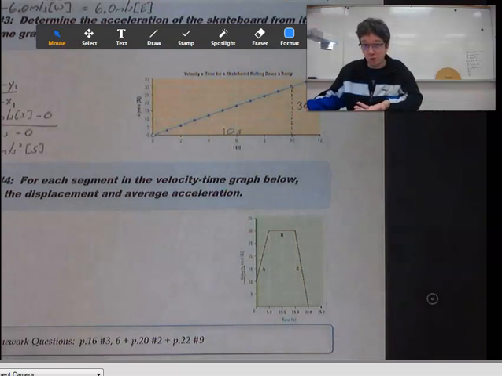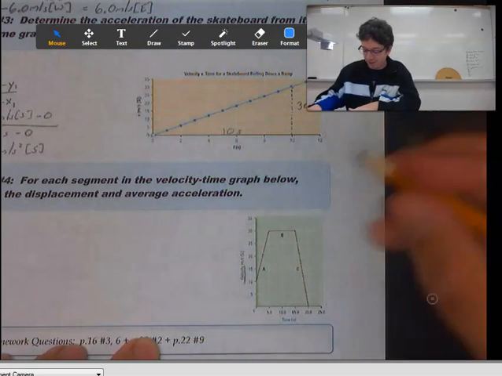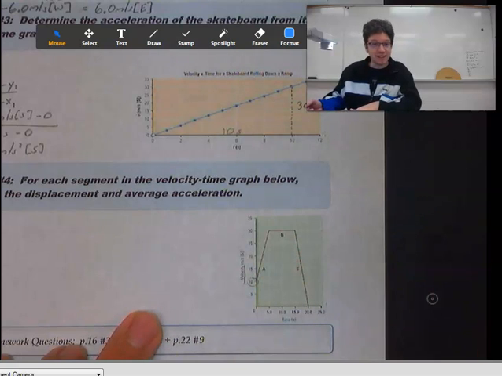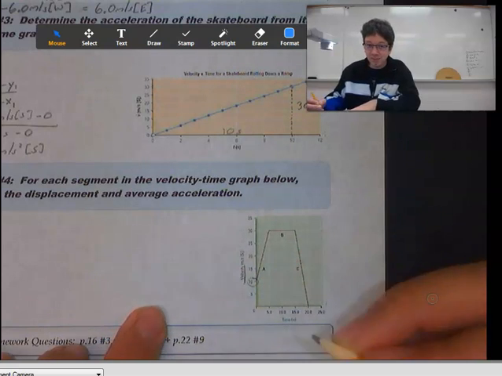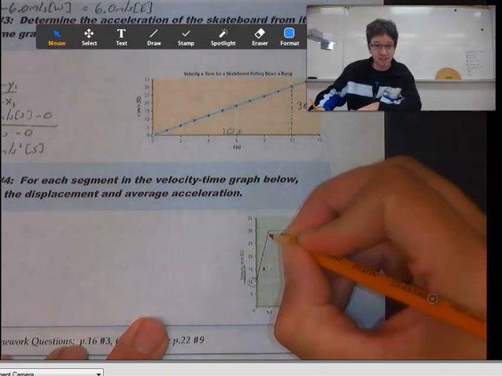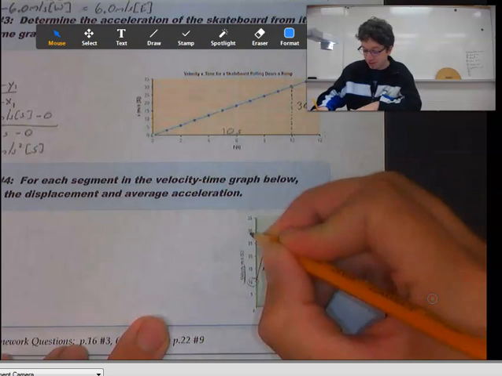So I don't know where I start. Maybe I start at the origin, maybe I start somewhere far away, I don't know. All I know is that I start running at 10 meters per second. And then I'm not keeping a constant speed. I'm getting faster and faster and faster. So my speed is increasing a great deal, all the way up to 30 meters per second.